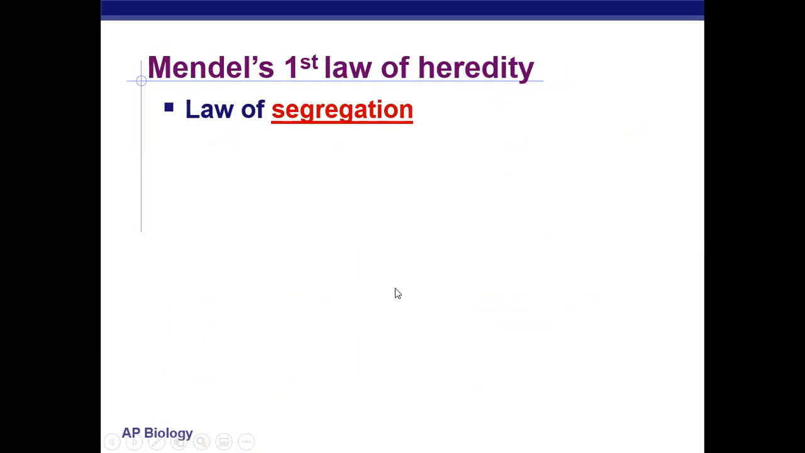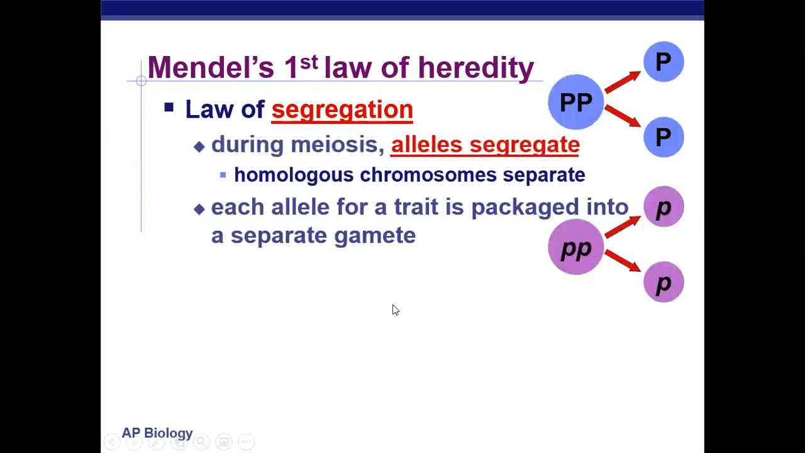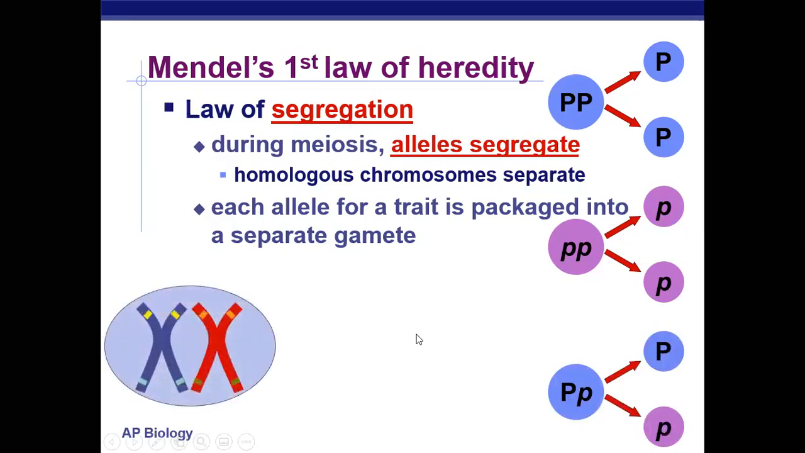So this leads us to Mendel's first law of heredity. And that's the law of segregation. The law of segregation is that during meiosis, alleles segregate, and each allele is packaged into a separate gamete. And so it's really just the luck of the draw if you're going to get a dominant allele or a recessive, or one of each. So remember, you're going to have two parents.